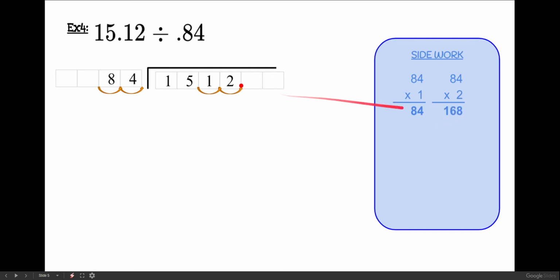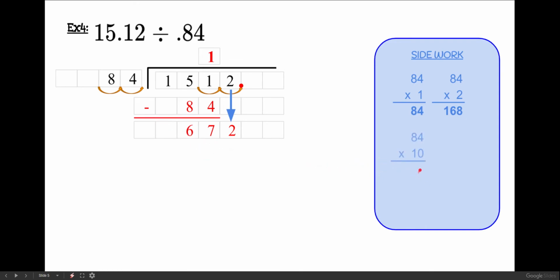So 2 would be too big, because we need it to be less than 151. So 2 won't work, but 1 will. So 84 times 1, because it goes into 151, so you're going to put it right there. So 84 times 1 is 84. And when you subtract 151 minus 84, you got to do some borrowing. You end up with 67. All right. Now we bring down the 2. 672. Now, how many times can 84 go into 672?